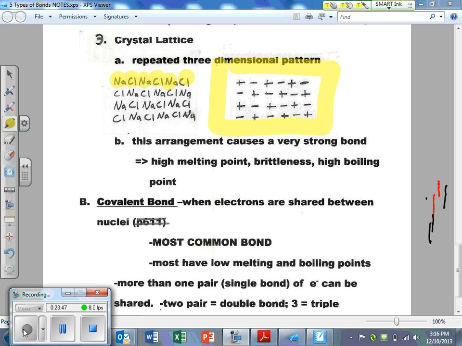So look at this. This arrangement causes a very strong bond. Because we have a strong bond, we have a high melting point, but we also have brittleness. When it breaks, it's brittle, it doesn't bend. And we also have a high boiling point. These characteristics are all because of this regular repeating plus-minus crystal lattice.